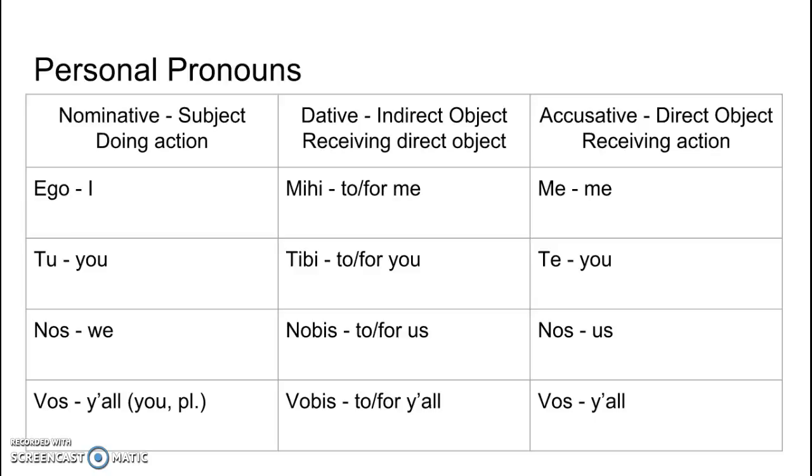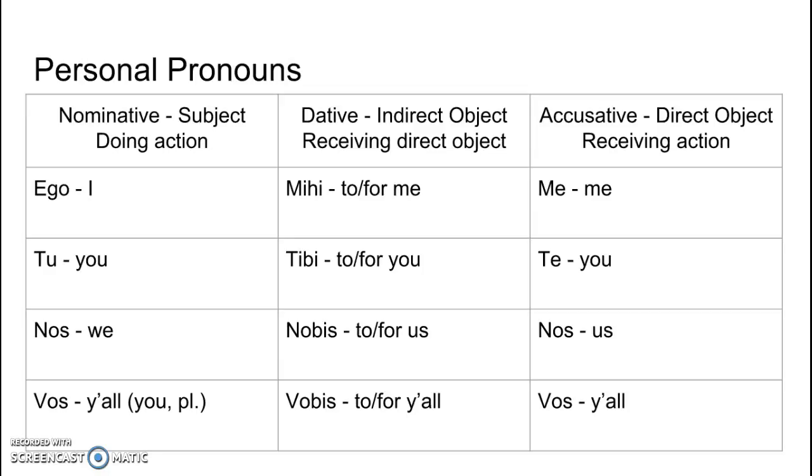But also when you see it in a sentence, it doesn't necessarily have to have to or for in front of it. Basically what makes something an indirect object is that it is receiving the direct object. Now the direct object is always in what we call the accusative case. That's going to be in the right column over here. Direct objects are receiving the action.